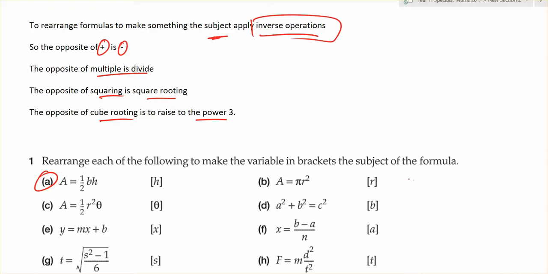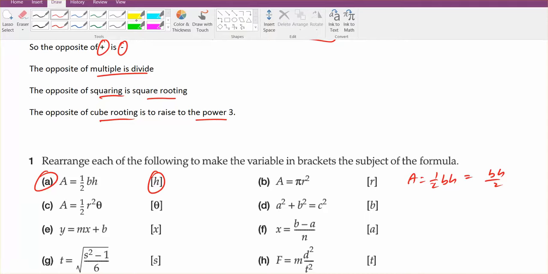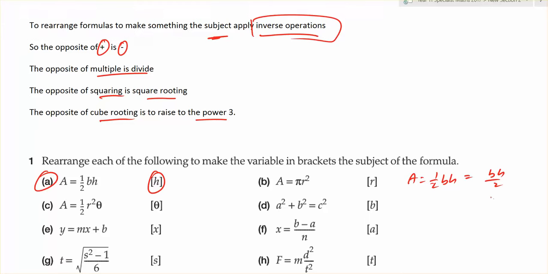Let's do 1a. Rearrange this formula to make whatever's in the brackets the subject. We want to make h the subject. So we've got A equals a half b h. Timesing by a half is the same as dividing by 2. If you times something by a half, it's like saying 50% of that thing, so it's dividing by 2. So I've got a 2 at the bottom, and you need to apply the inverse operation. So I need to times 2 on both sides to get rid of the 2.